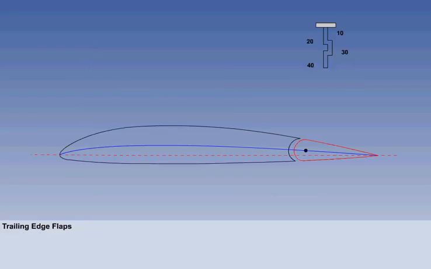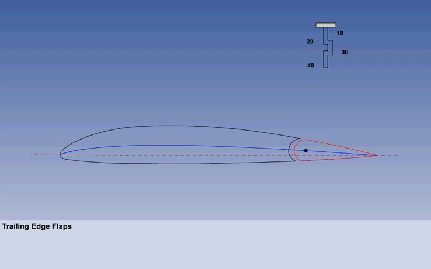Flaps are a hinged portion of the trailing or leading edge of the wing that can be deflected downwards and so produce an increase in camber. For low-speed aircraft, the flaps will be on the trailing edge only, but on high-speed jet transport aircraft, there will be flaps on the trailing edge and the leading edge. We will consider the common types of trailing edge flap first.